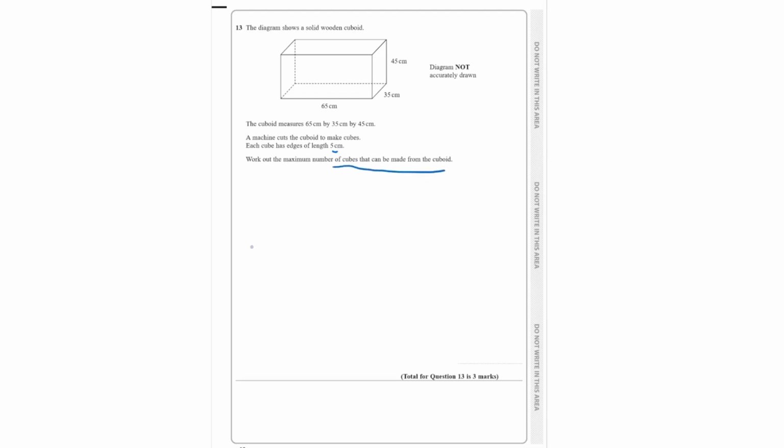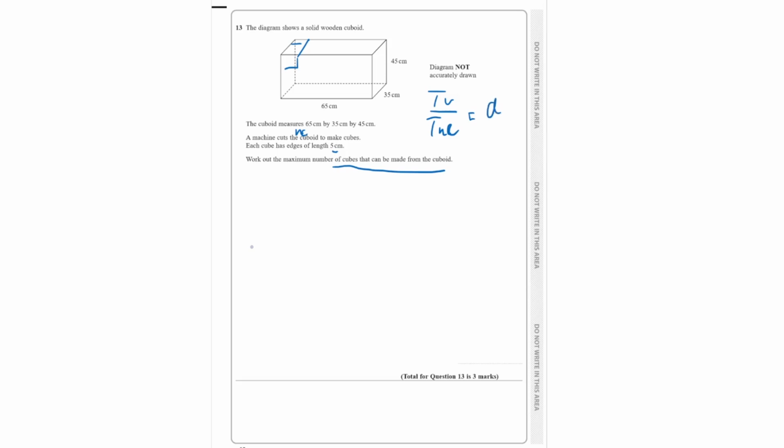So what does this mean? That means that small cuboids are being cut out of this cuboid. So if we're able to find the total volume, we'll write this total volume, and we divide it by the volume of, let's call this new cuboid, we can then find how many were made.